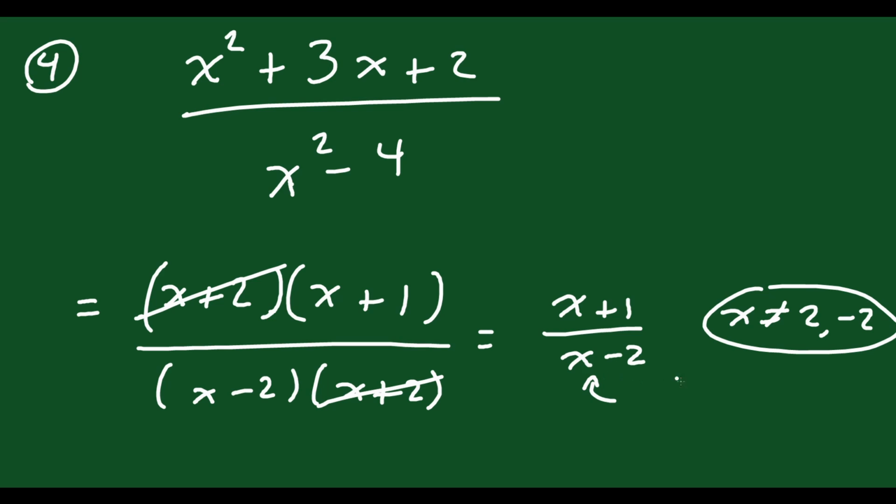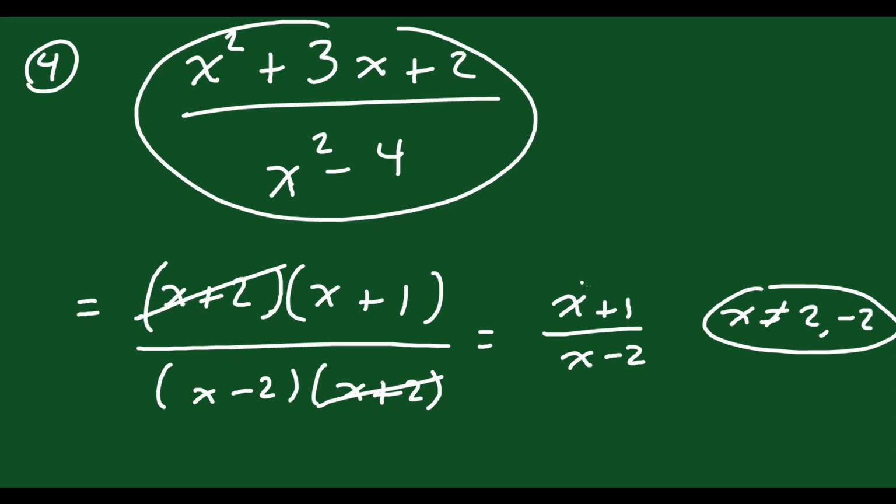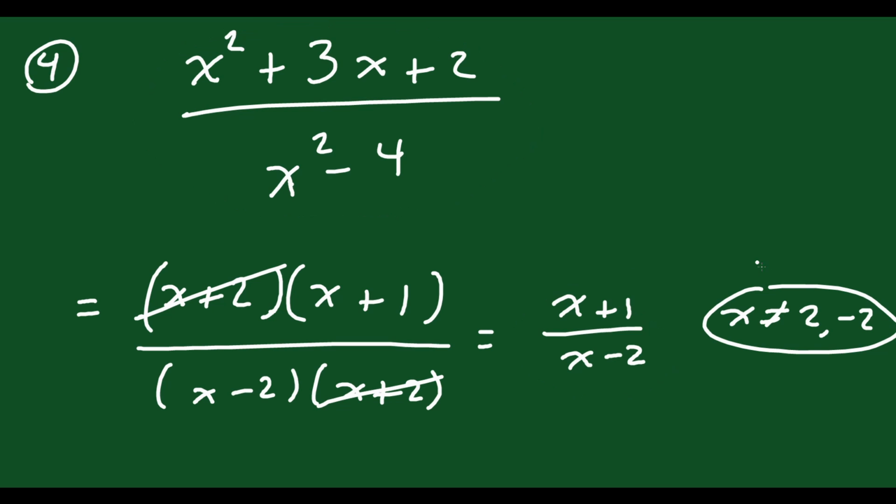Because if this x is 2, it's 0. If this x was negative 2, that would also be 0. So we can't have x equal 2 or negative 2. But for every other x value that you plug in here, this is going to equal this, right? That's the idea. We want to simplify this into this so that if you plug in a value for x here, or if you plug it in here, you get the same answer. So this is true as long as x doesn't equal one of these ones, right? If x is one of those, then this isn't going to work because it's going to be undefined.